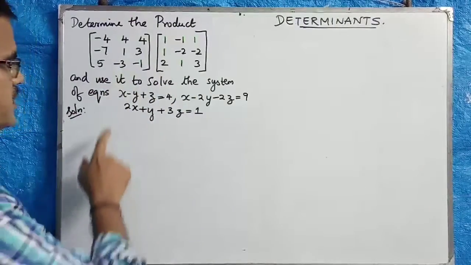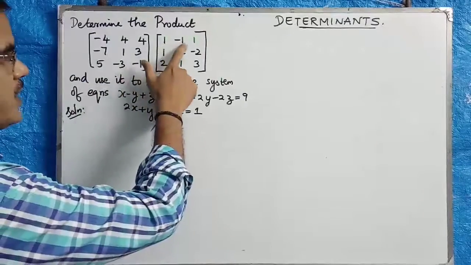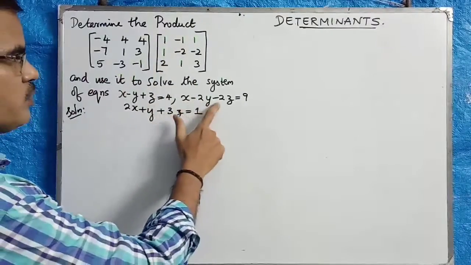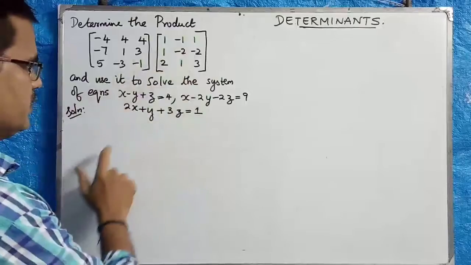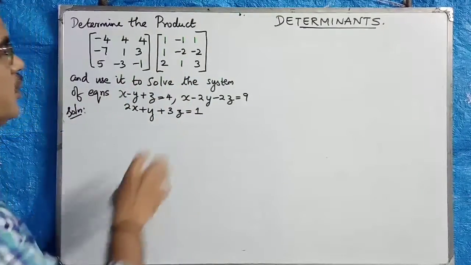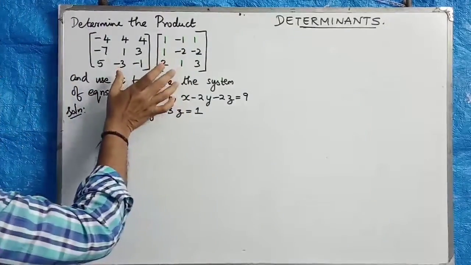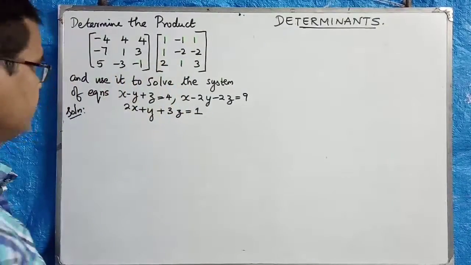And we should also understand that the system of equations given will be related to one of the matrices. For example, see the coefficients: 1, minus 1 and 1; 1, minus 2 and minus 2; and in the third equation 2, 1 and 3. So using this we will solve the system of equations. Let us see how to do the product and find the inverse.